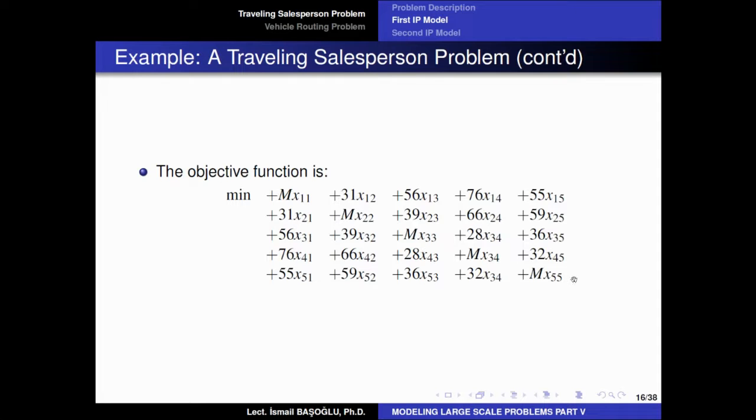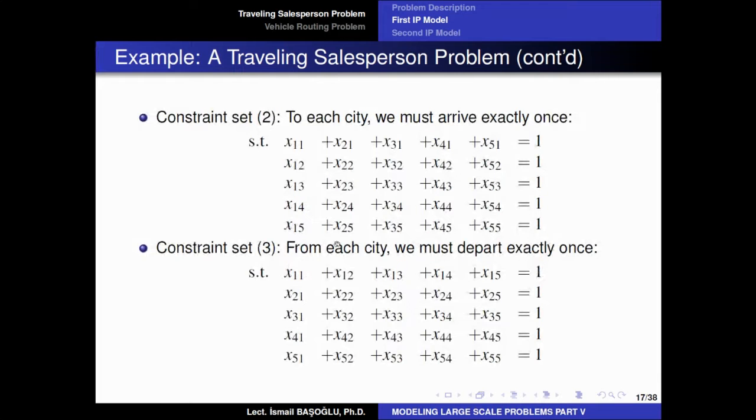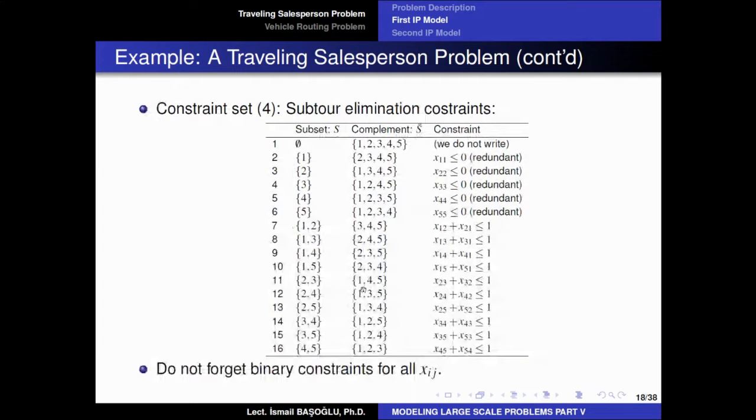So the diagonal elements are just going to be ignored due to the objective function's coefficients. And here, the second and the third set of constraints are easy to understand. They are just indicating that to each city we must arrive exactly once, not at least once, exactly once, and we must depart from each city once. But this is not enough to create a Hamiltonian cycle.